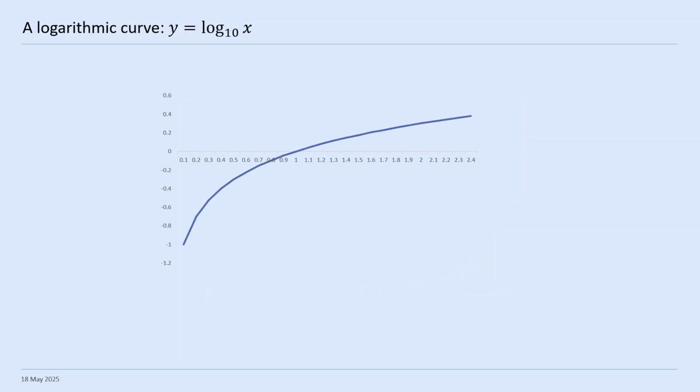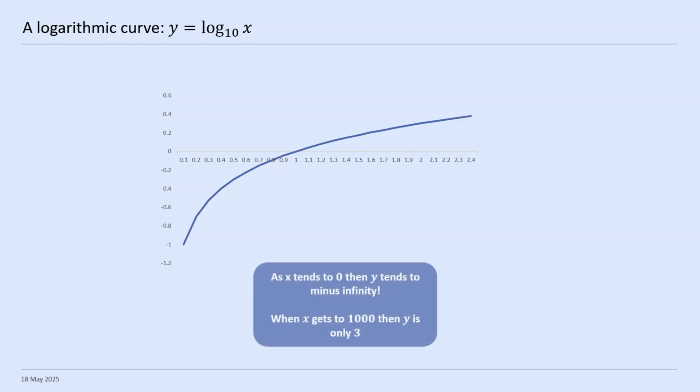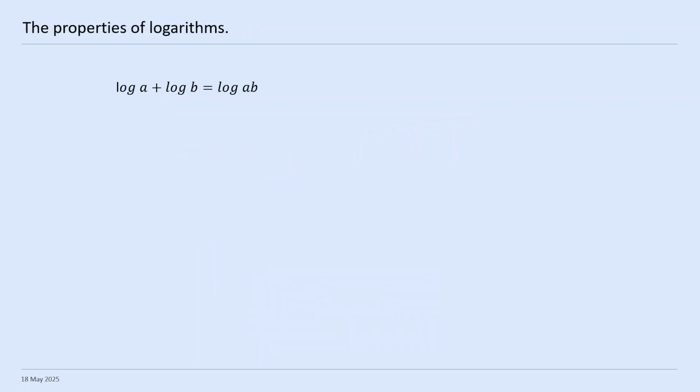And this is a log curve. y equals log to the base 10 of x. What's interesting here is as x tends to 0, y goes down to minus infinity, and when x gets to 1,000, y is only 3. When x gets to 10,000, y is only 4. So logarithms have many fascinating and important properties.